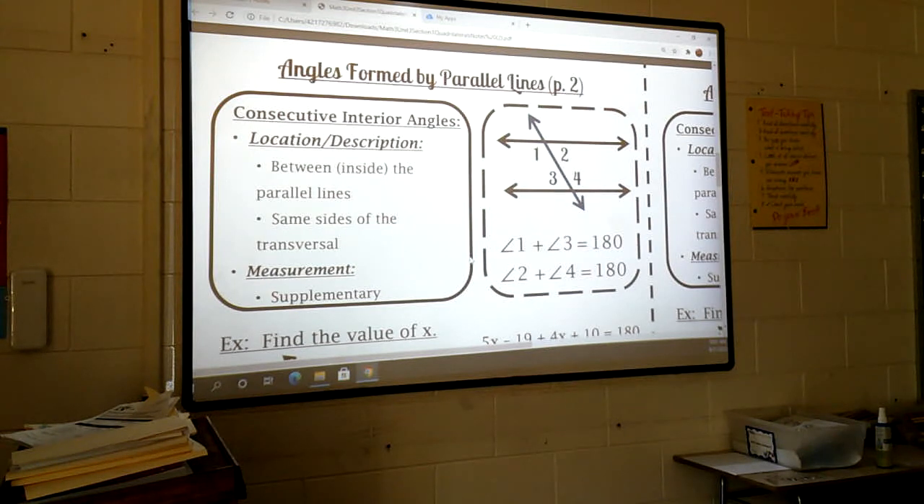Supplementary is if they add up to 180. Complementary is if they add up to 90. So just make sure you know your vocabulary there.